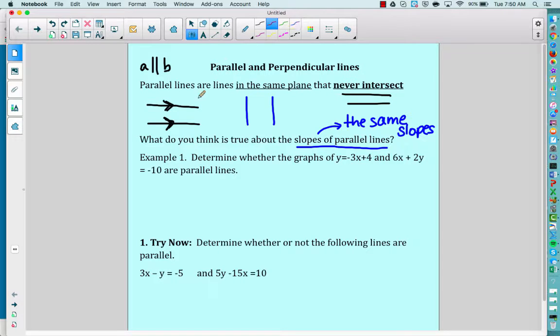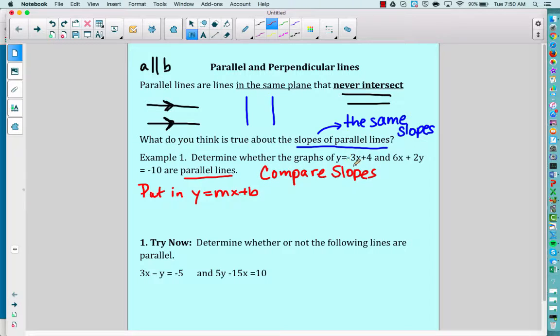Okay, so what do you do to determine whether the graphs of y equals negative 3x plus 4 and 6x plus 2y equals negative 10 are parallel lines? In order to tell if linear equations are parallel, you have to compare the slopes. The easiest way to compare the slopes is to put them in y equals mx plus b. Why would you want to do that? Because you can see the m, and m is the slope of the linear equation.